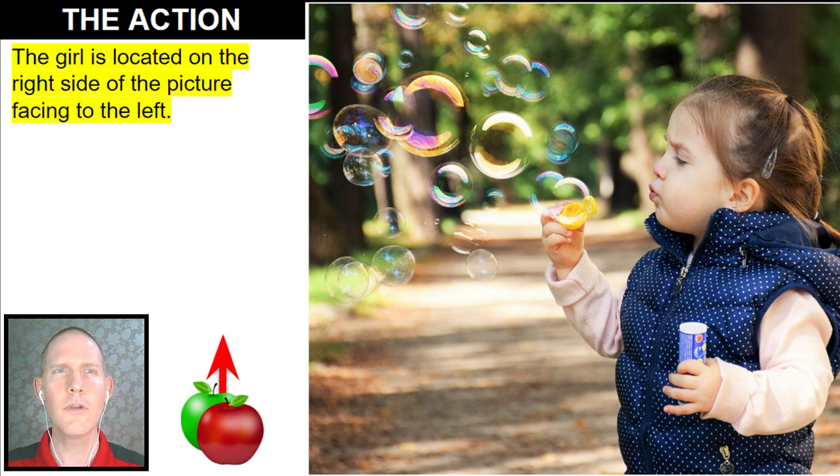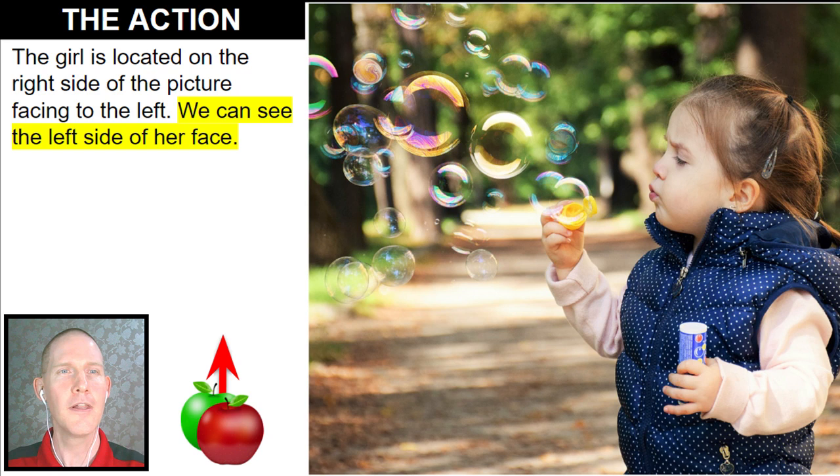The girl is located on the right side of the picture, facing to the left. Right, so in the picture we have the left side and we have the right side, and here she is, but she's looking towards the left side. Okay. We can see the left side of her face, right? So she is turned like that, and we can see the left side of her face.